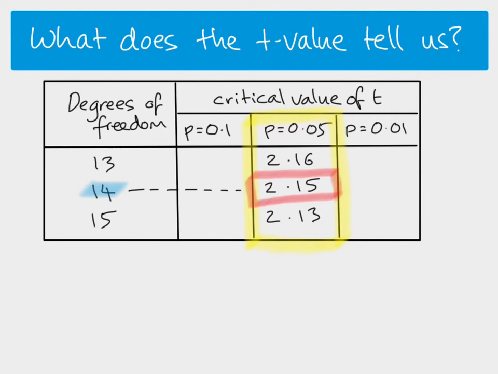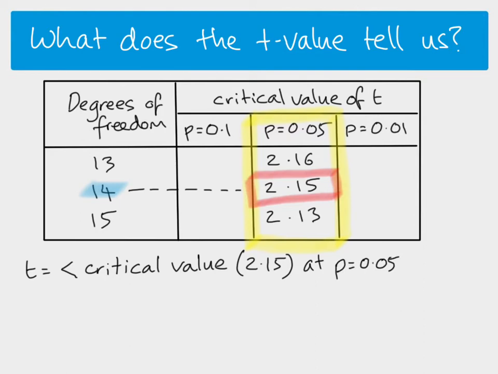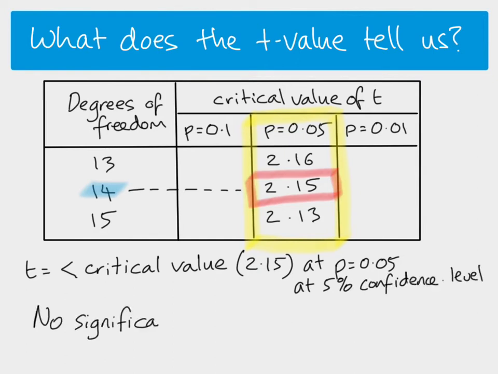Okay, so if our critical value of t is 2.15, what does that tell us? If our t value is less than the critical value, and our critical value is 2.15 at p equals 0.05, so at this probability level, another way of saying that is if t is less than the critical value at a 5% confidence level, in that case, there is no significant difference between the mean values.